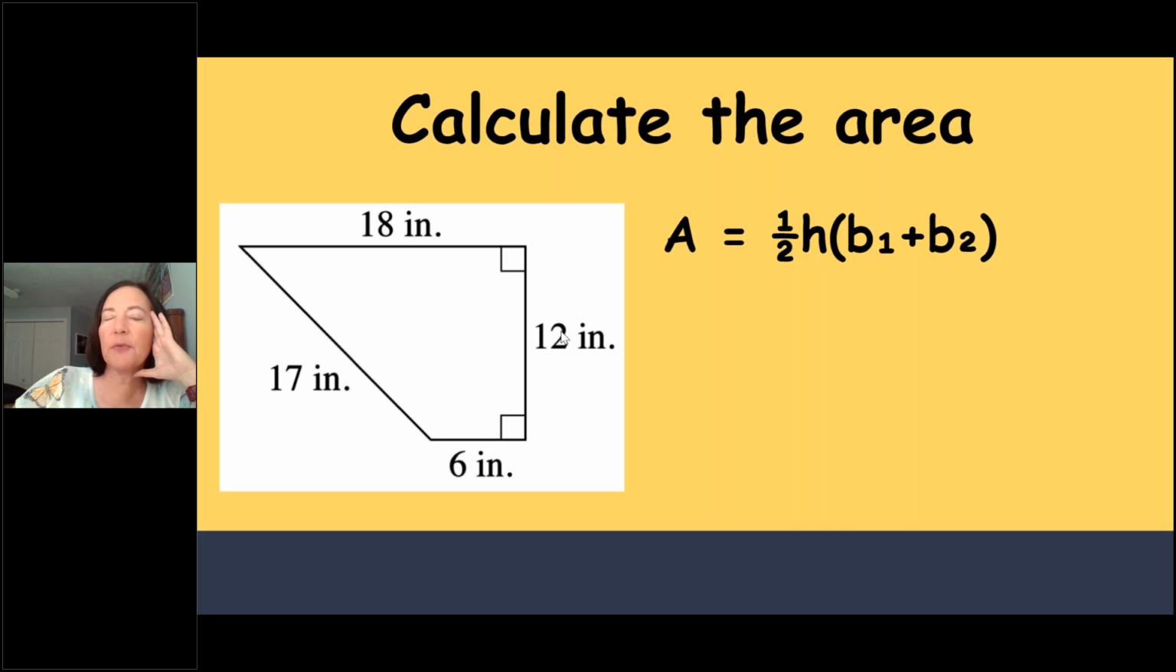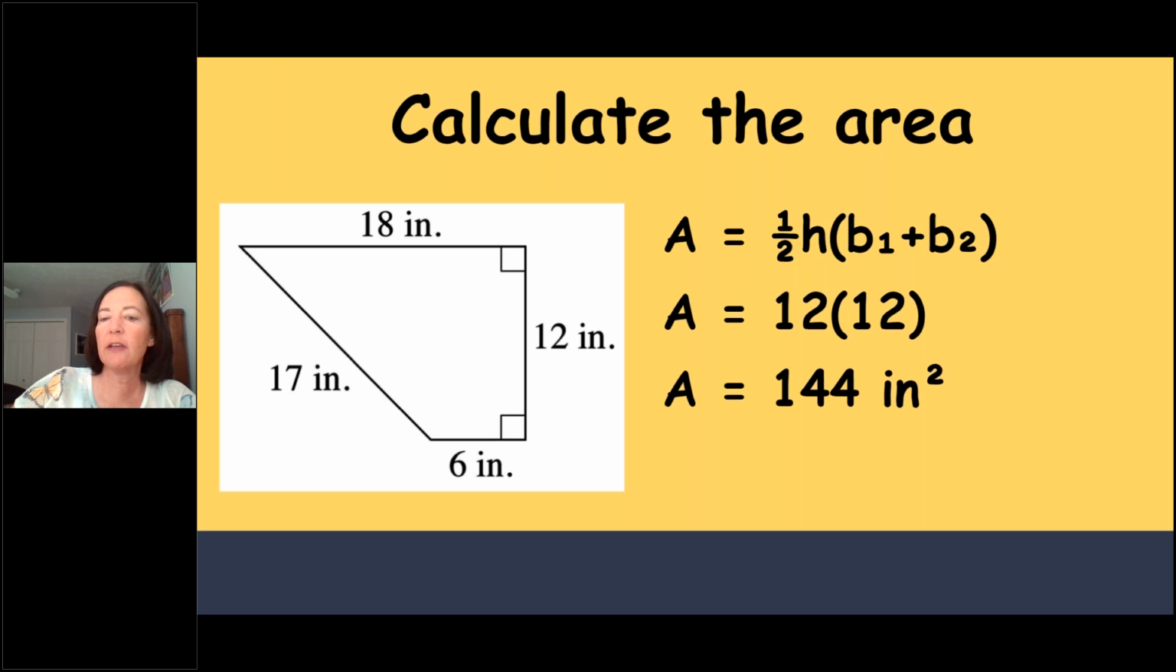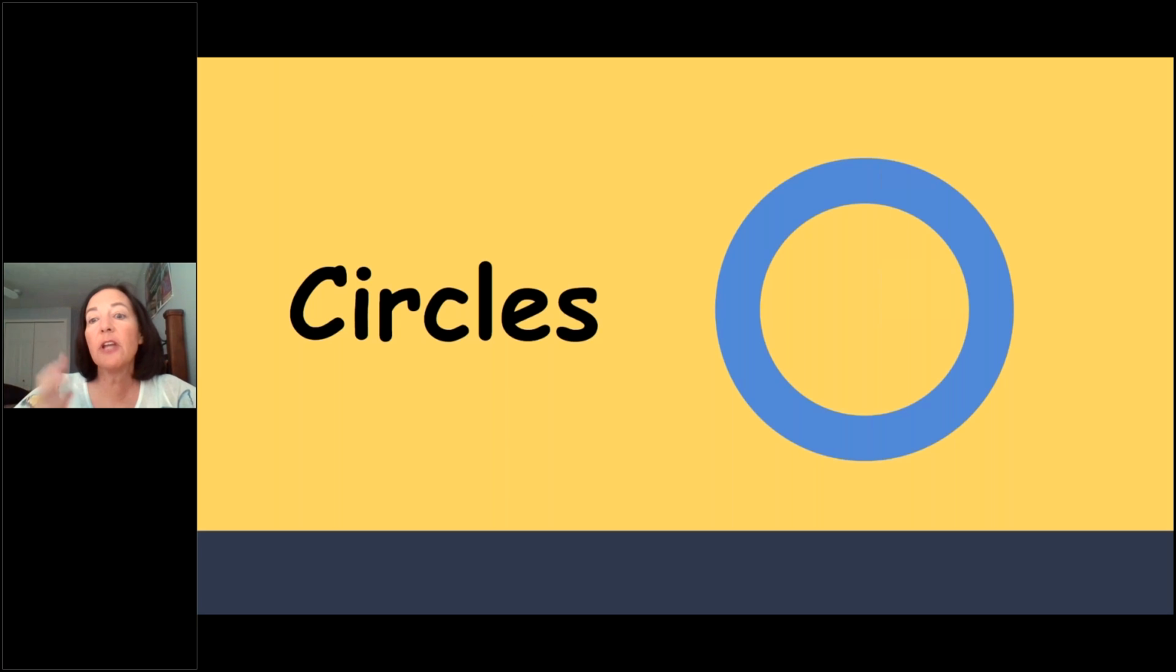That is exactly right. And like I said before, I used my thinking of the average of the two bases was 12 times the height of 12. Same answer though, 144 inches squared. Perfect. Okay, now we'll talk about circles.